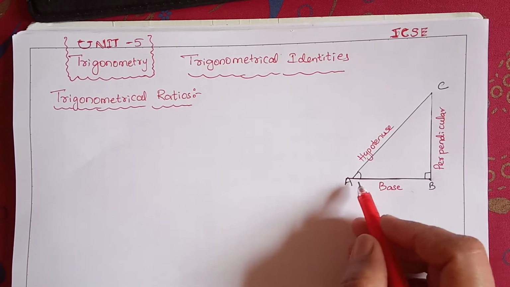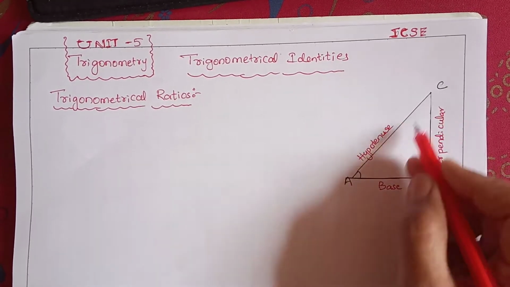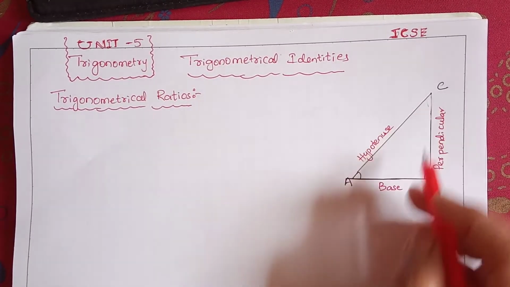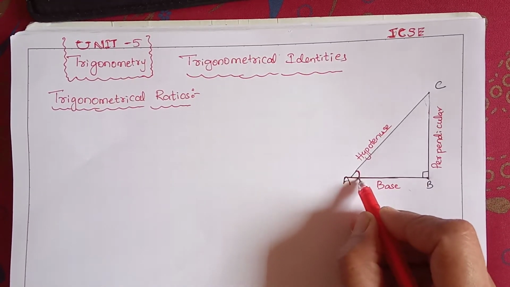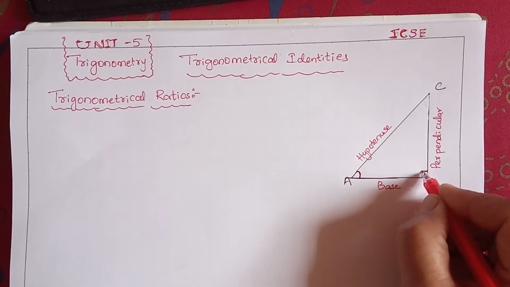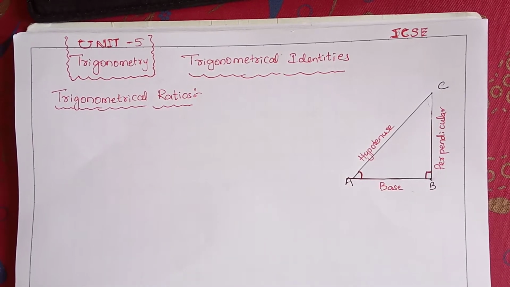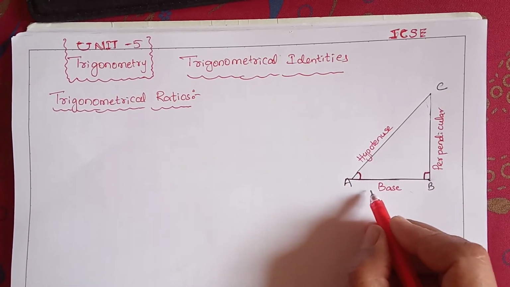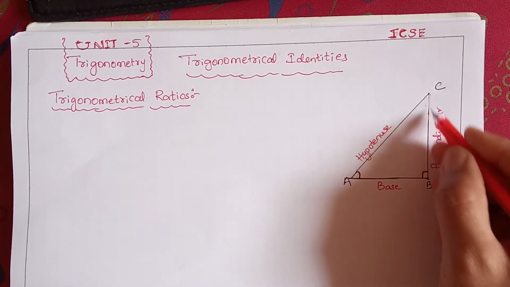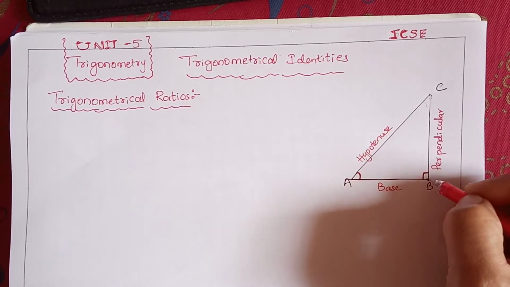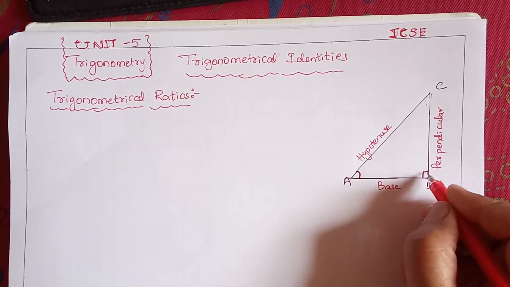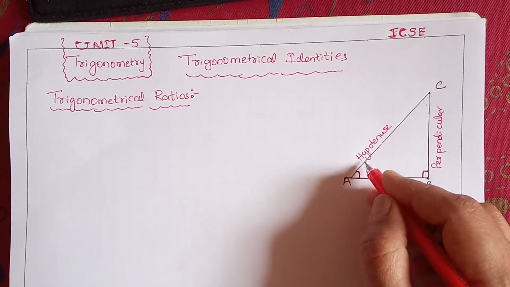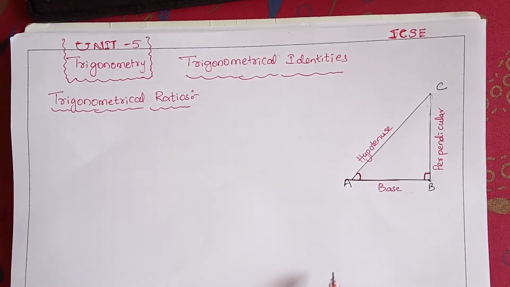Now here I have taken one right angle triangle ABC. This is an acute angle, as you know, and this is the 90-degree right angle of the triangle. Next, this is the base. This is the right angle, you know this already. What do we call this? Perpendicular. And the side which is always opposite to the 90 degrees is the hypotenuse.